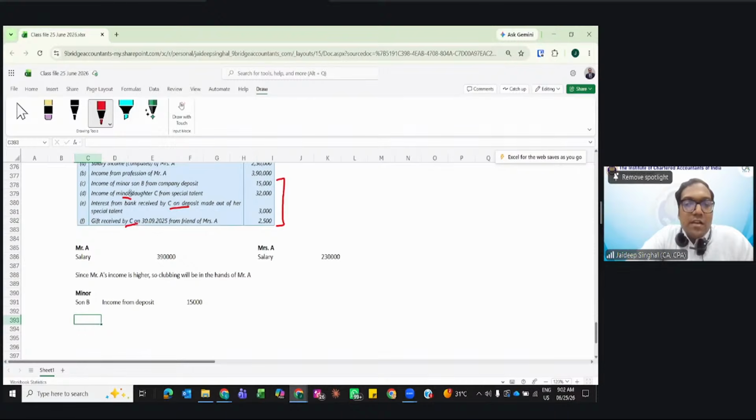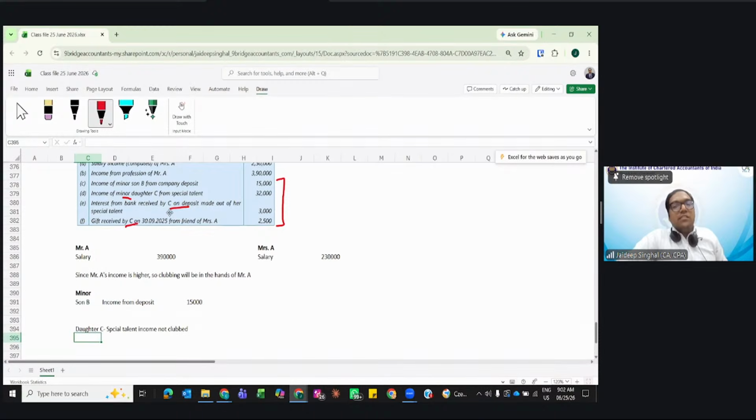I'm leaving some space. Income of minor daughter C from special talent. Is special talent income clubbed? Special talent income is not clubbed. It will be taxable in the hands of C itself.